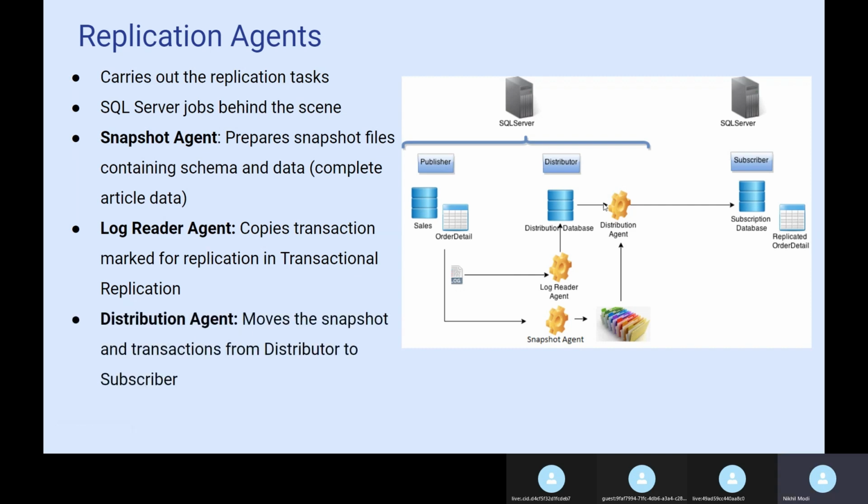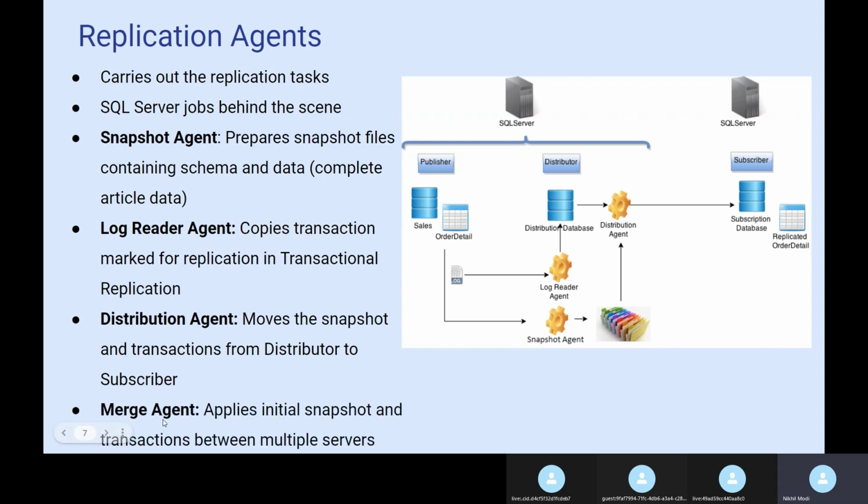The Distribution Agent is always between the distribution database, or distributor, and the subscriber. It moves the snapshot files or transactions, and then moves the data to the subscriber. Each one of them has a different role. You can see here, right? We need to understand which replication is having a problem, how many agents are involved in that replication, and which agent is having the problem. This is very important if you're troubleshooting latency issues or any errors that you get.